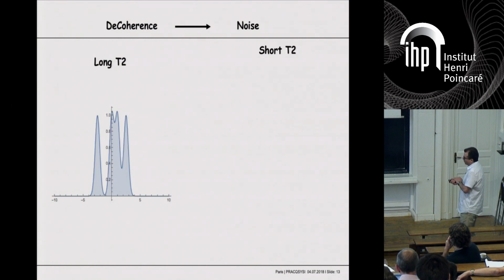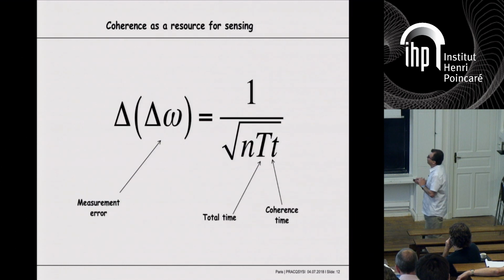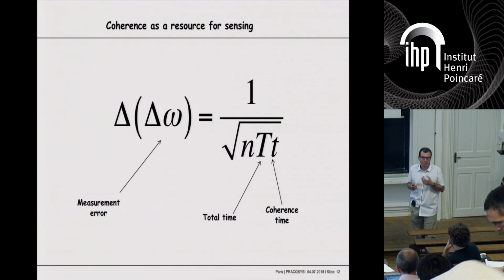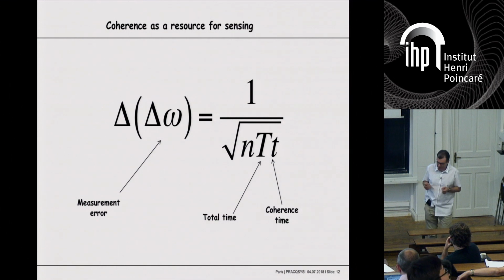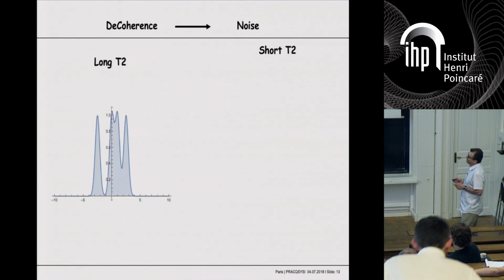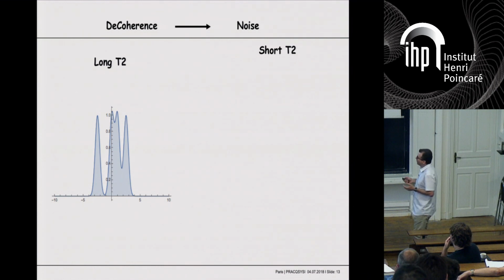So the first question we want to ask, what is the role of T2? In the end, the coherence time will be limited by T2. Of course, short T2 is bad and long T2 is good. But what is bad and what is good in this sense? Suppose this is the spectrum. This is what we see, the best thing we can get. So this is for long T2.